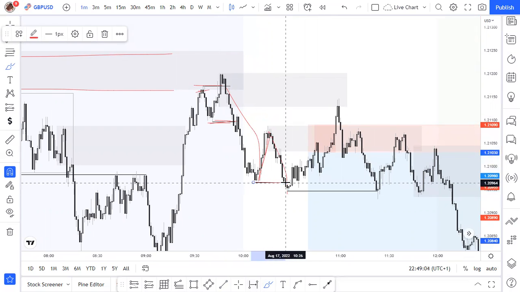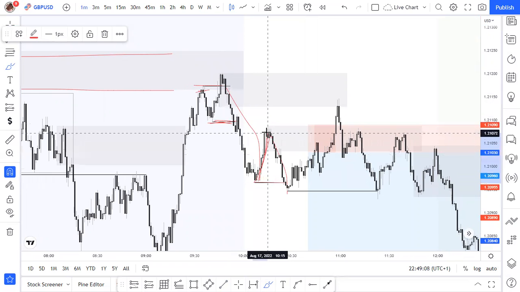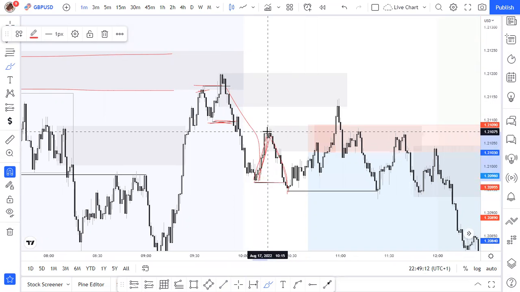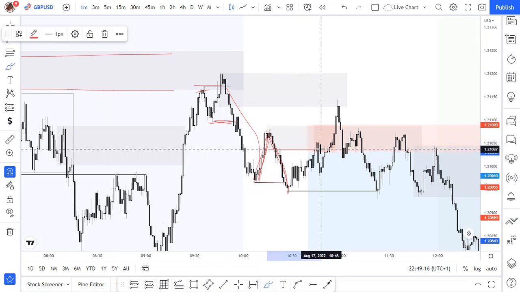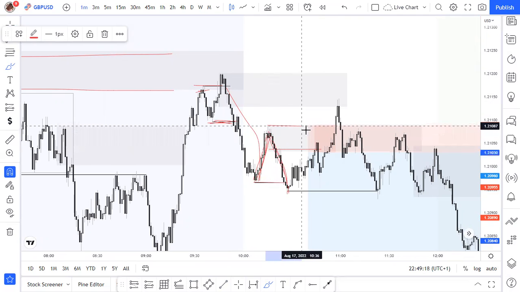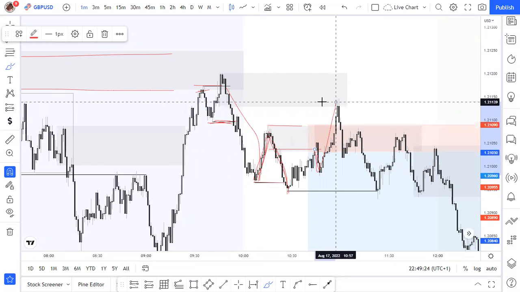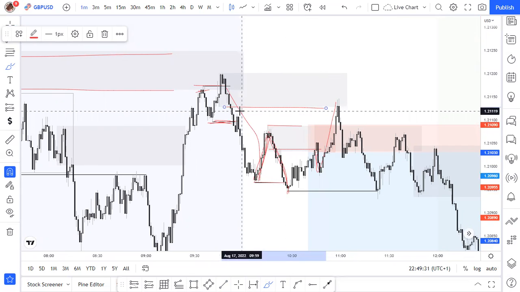So I said, okay, we have that break of structure, we have a pullback, a lower high, and then a lower low. So it makes sense for me to take the entry here. And so I took the trade. I got a really nice reaction, but price just pushed up into this extreme. I don't know why price did that, but it's just part of trading.